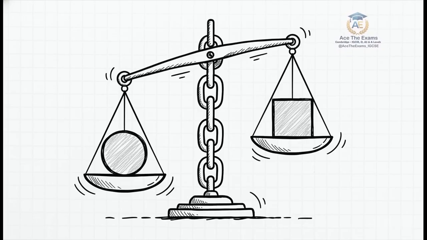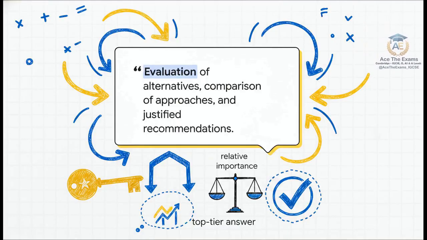Higher-order thinking requires you to explicitly identify similarities and differences, and you must support every single comparison with evidence derived directly from your mathematical working. Without these links, your argument just falls flat. Here is our flawless, newly transformed 5-star presentation. Evaluation of alternatives, comparison of approaches, and justified recommendations. That is the golden ticket right there. Drawing a strong conclusion based on relative importance is the final, essential ingredient for a top-tier answer.